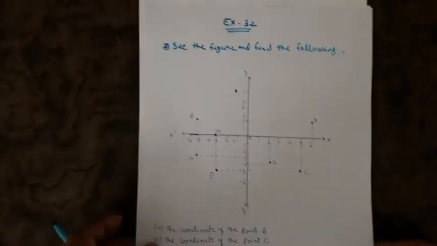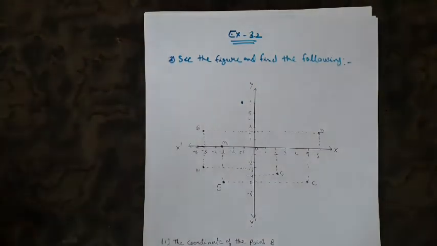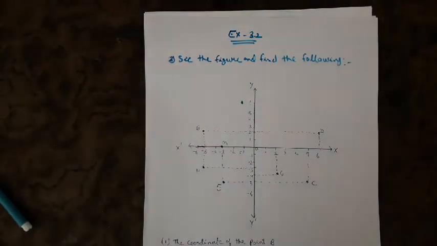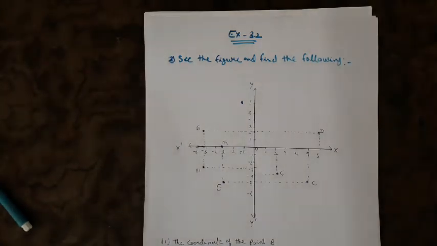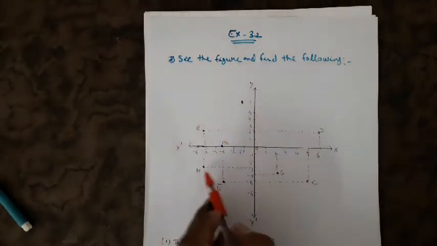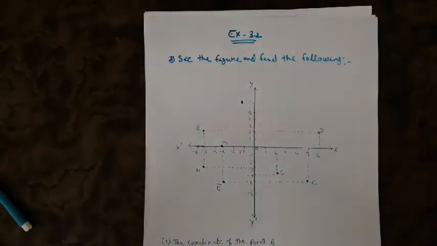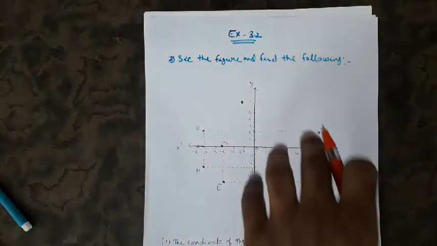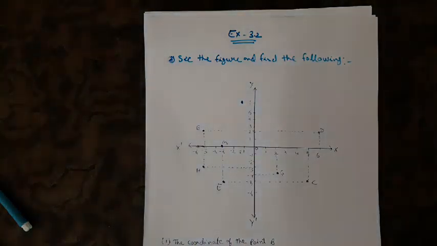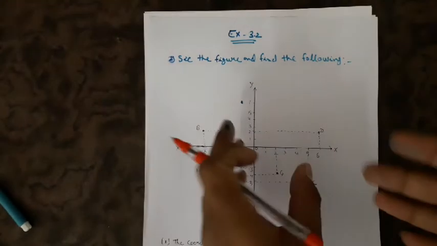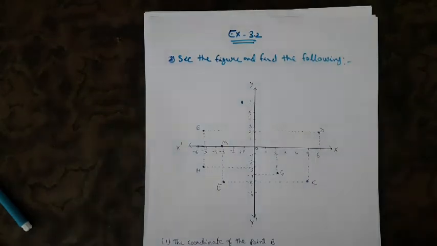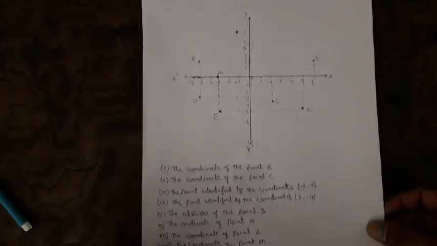Question number two is, see the figure and find the following. So first we have to observe the figure, and then we'll give the answer. When we observe it, there are 1, 2, 3 and 4 parts of this figure. As we know, in the Cartesian plane there are 4 parts. Okay, now we have to give the answer of the question. So before wasting time, we'll go to the question.